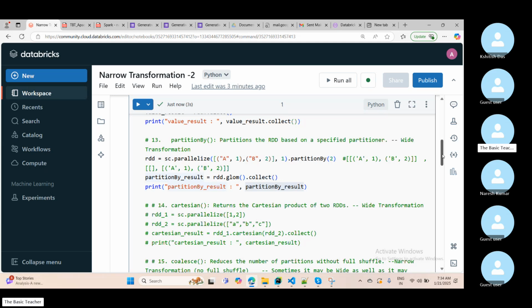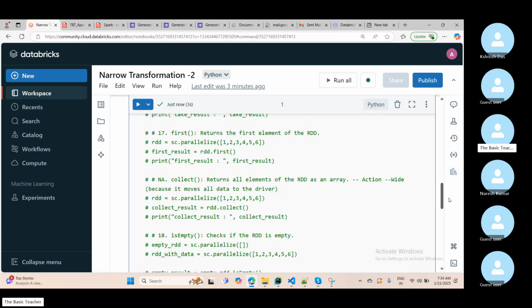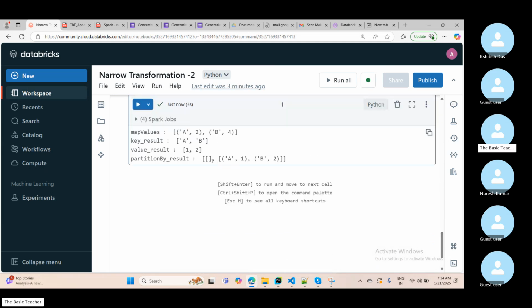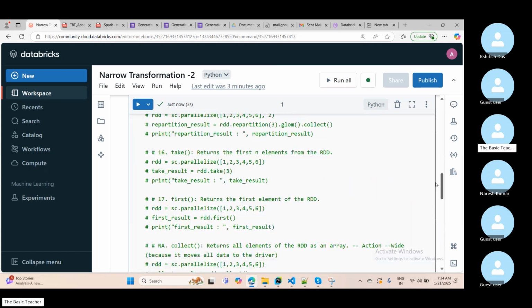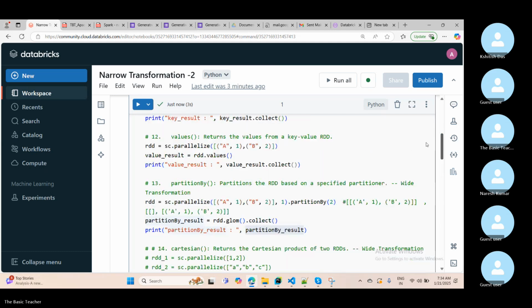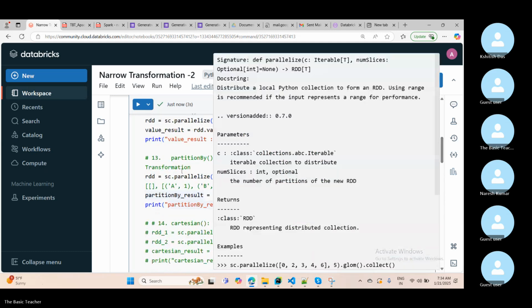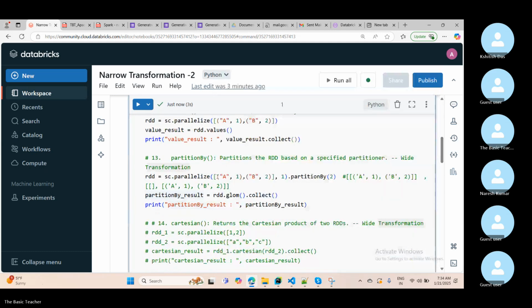If you see the output, we have given two partitions. One is taking a blank, and the other is taking the data, because there is not enough data. Let's have some more data, then we can see. Because for partitioning, the data should be of a good amount. Otherwise, we can't see it properly.